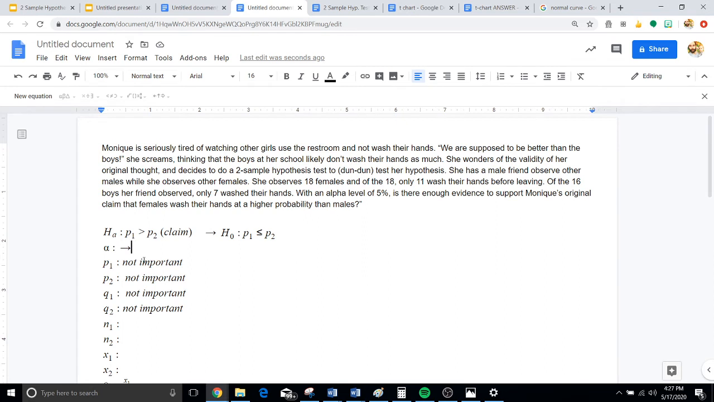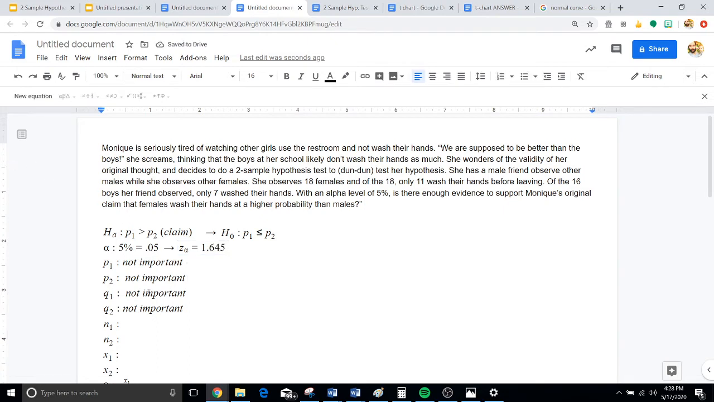Alpha level is the next thing we want to find, and it's usually found in the last sentence: with an alpha level of 5%. So we know that alpha is going to be 5%, which is 0.05. And if you look up 0.05 on a z-chart, you will find the value of z alpha is going to be equal to about 1.64.